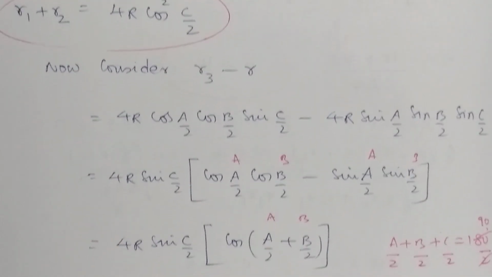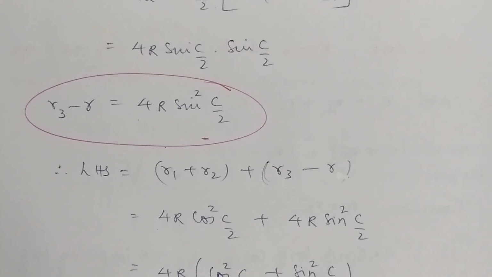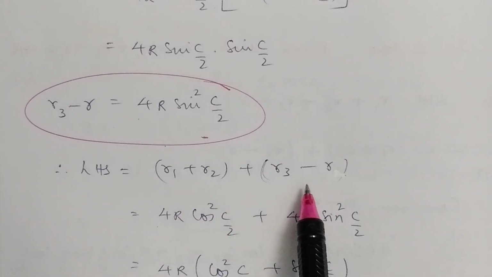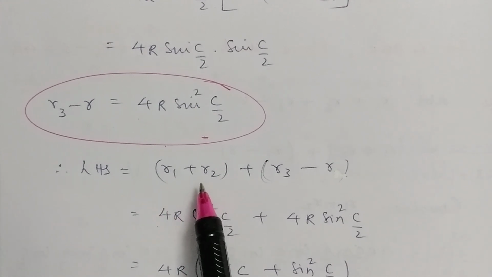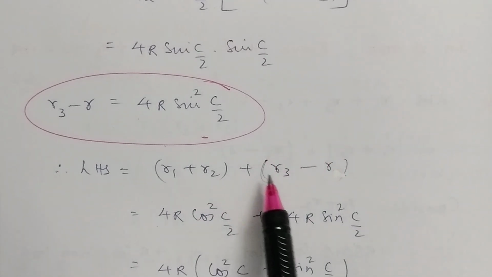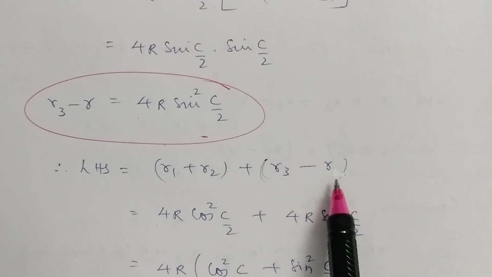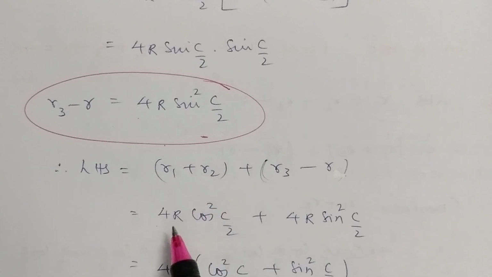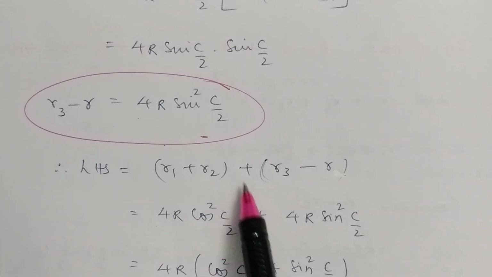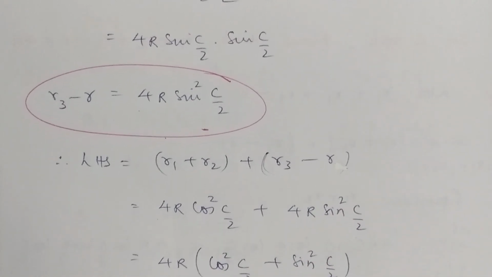If you recollect, in the LHS they have given 4 terms. It is difficult to handle all 4 at a time, so I handled 2 terms in the first level. In the second level, I have taken R3 minus R. These two are to be added now. So what is the result of R1 plus R2? 4R cos square C/2 plus R3 minus R, 4R sin square C/2.